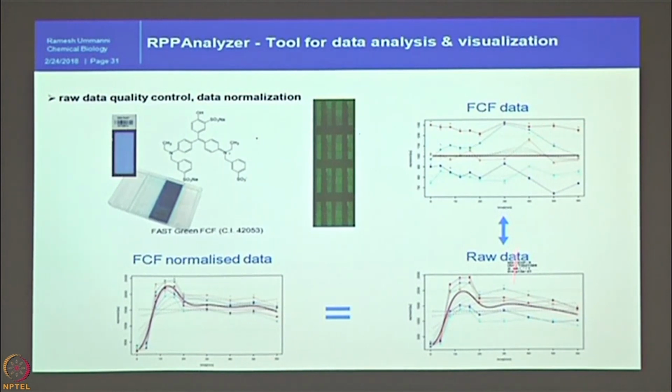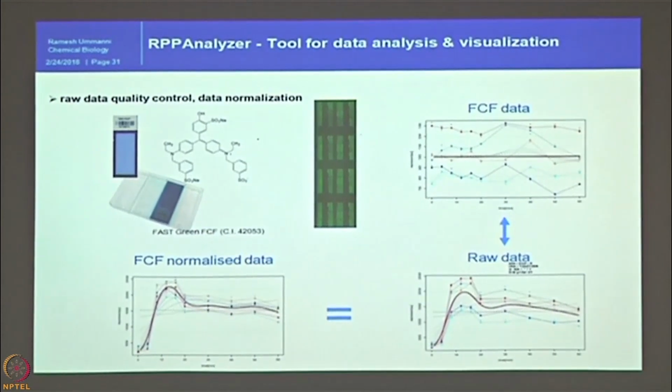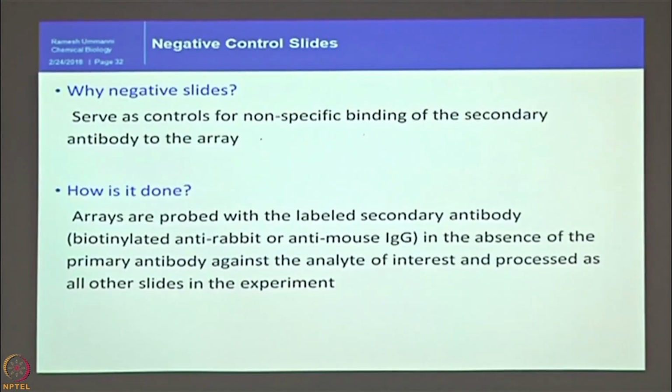After normalization, once you plot this normalized raw data, it looks like this. To get more smoothened data, once we normalize with FCF, you get signals like this. You can clearly see how nicely the data can be collected to make it biologically sensible. And in the morning he suggested what kind of controls to include and how to plan the experiment. So, it is important to include negative slides.